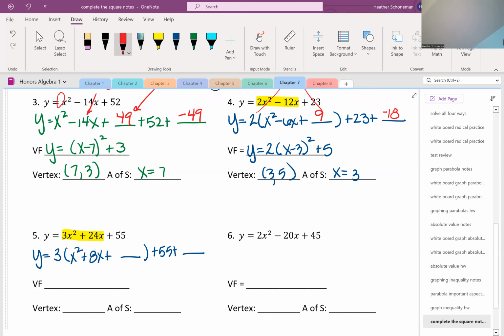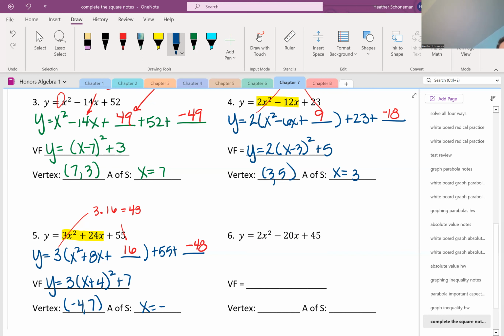Okay, so to fill in the first blank, I'm going to take half of 8. That's 4. 4 squared is 16. It looks like I added 16, but what I really added was 3 times 16, which is 48. So on the left side, I have a positive 48. So to balance it, I have to put a negative 48 over here. So when I rewrite it, I have y equals 3 times x plus 4 squared. 55 and negative 48 would be 7. So my vertex is negative 4, 7. And the axis of symmetry is x equals negative 4.